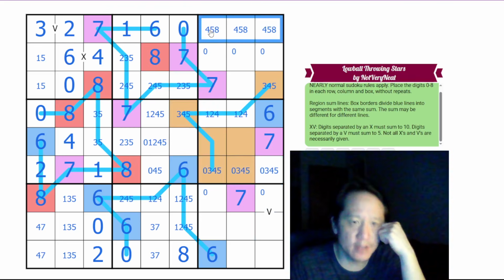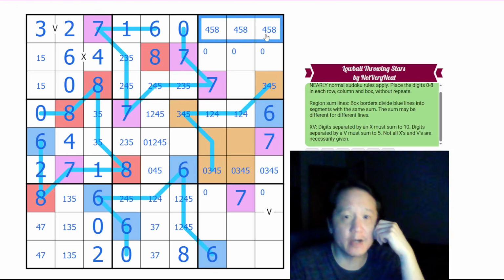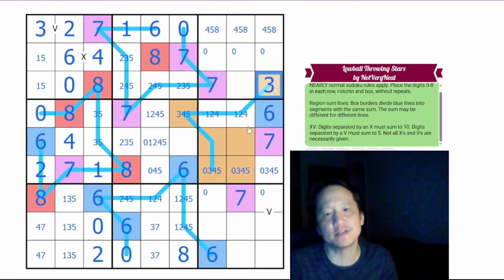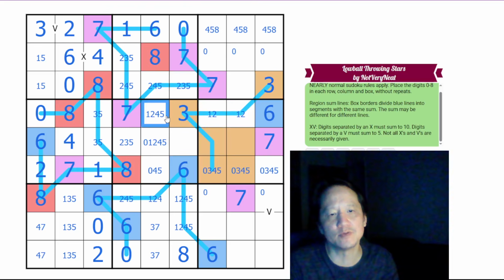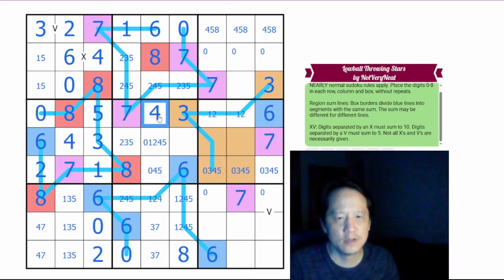4, 5, 8 eliminates 4, 5, 8 in the rest of the box. So this can't be 4, 5. It's 3, which makes this 3. So that means this must be 1 and 2 adding up to it, which eliminates 1, 2 in the rest of the row. 3 eliminates 3 here, so it's 5 and 3. 5 eliminates 5 here, so that's 4. That eliminates 4 in the rest of the column. So this can't be 4, which means this can't be 3 here.